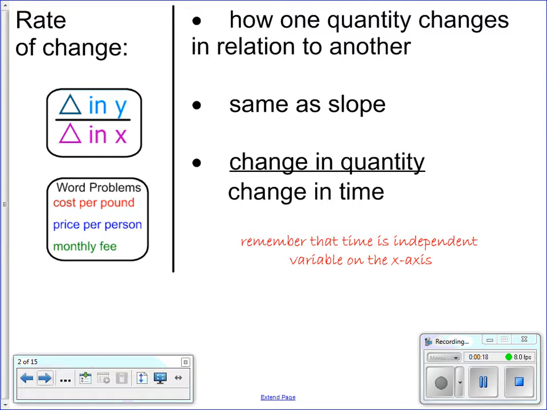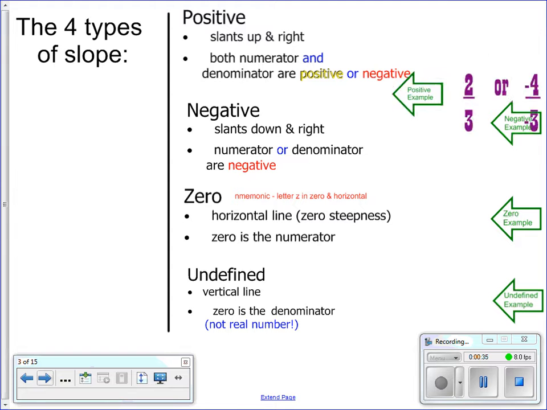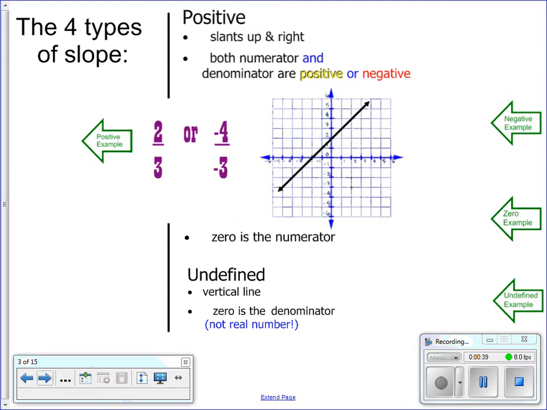So we take the change in quantity, which is on the y, over the change in time, which is on the x. There are 4 types of slope. Positive slope slants up and to the right, and the numerator and the denominator are both positive or both negative. So for example, when we look at this graph, it goes up and to the right, and my slope is either 2 over 3 or negative 4 over negative 3, because negative divided by negative is positive.